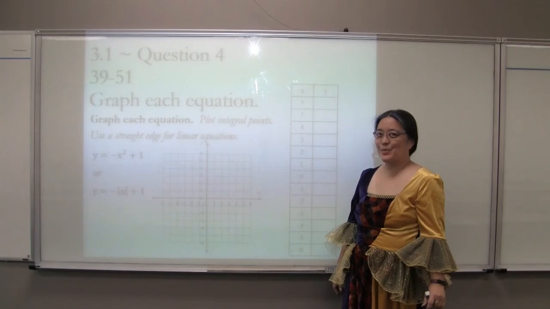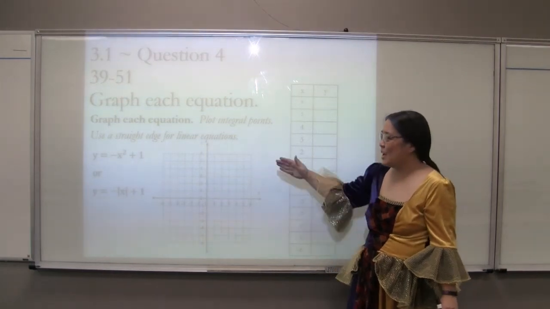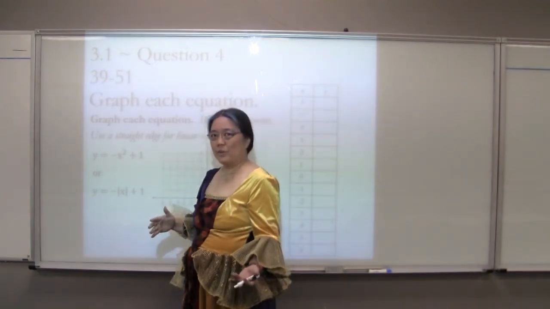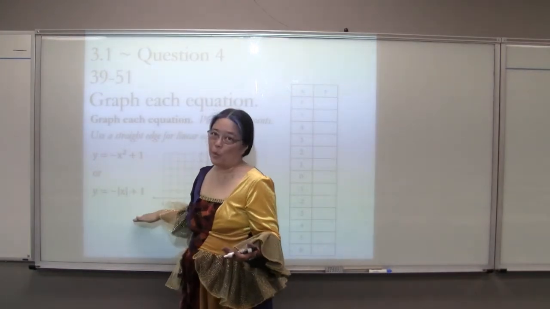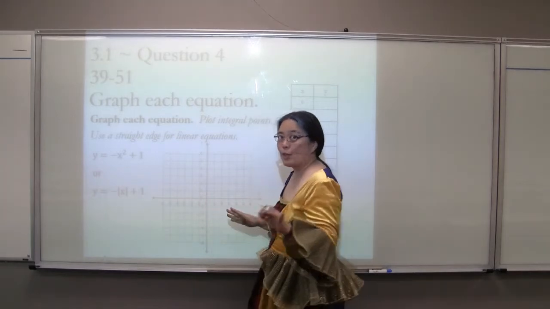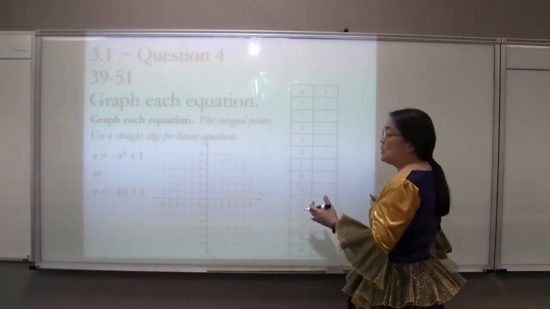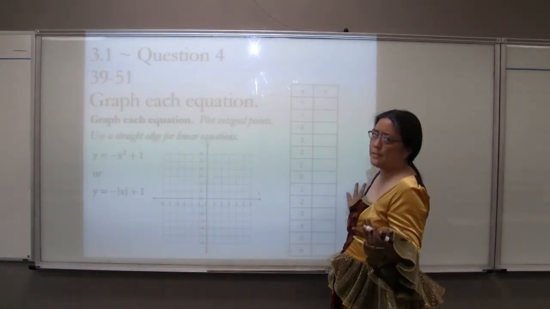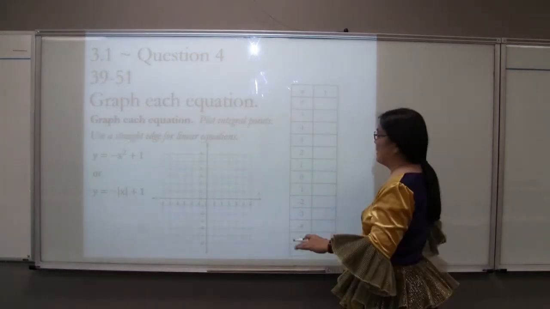Chapter 3, Section 1, Question 4. This says graph each equation. Now, when I have you graph an equation, it's going to be either one or the other. At this point in math, we are not yet going to have you put 2 of them on the same piece of graph paper. But for the purposes of this slide, I have 2 of them.